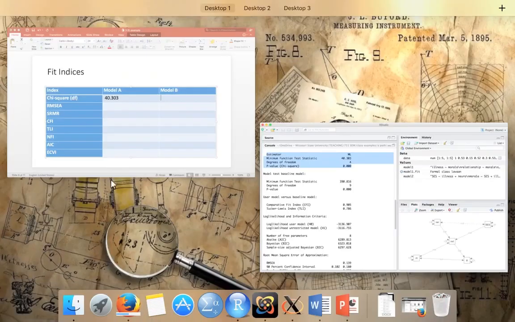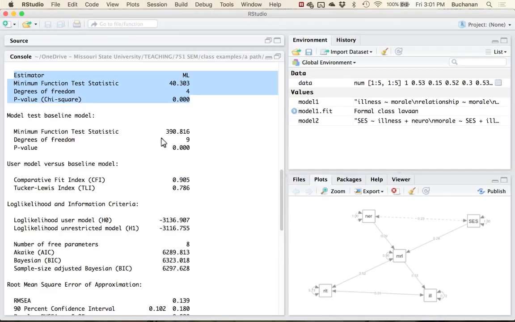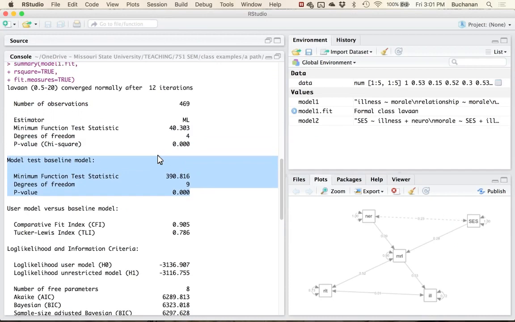And it's 4 degrees of freedom. So I'm just going to stick that there. The minimum function test statistic. So this is the baseline model. It also shows us now that we've asked for fit indices that statistic where none of the paths are significant. So I got my degrees of freedom back because it says all of these paths don't count.